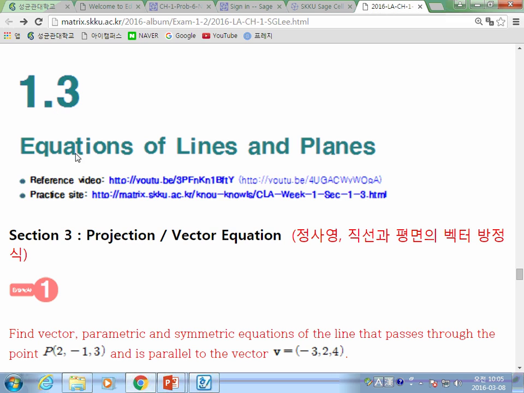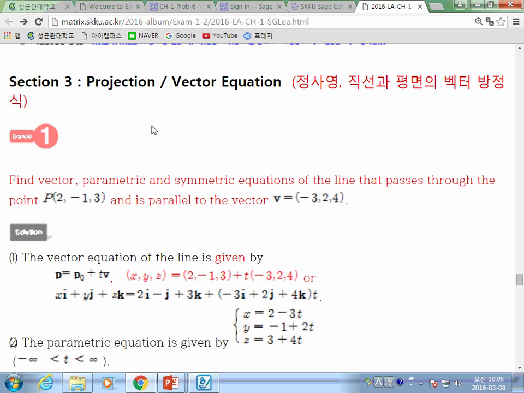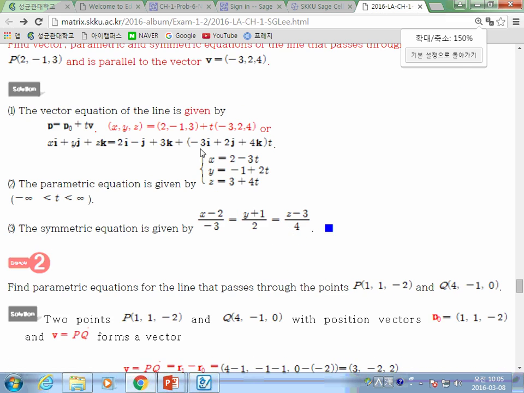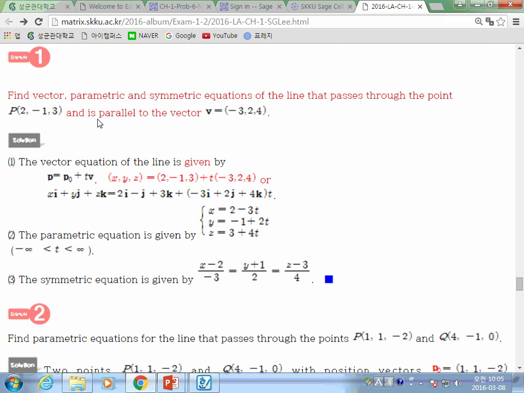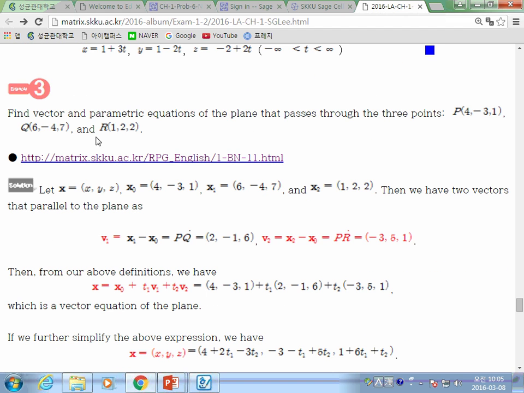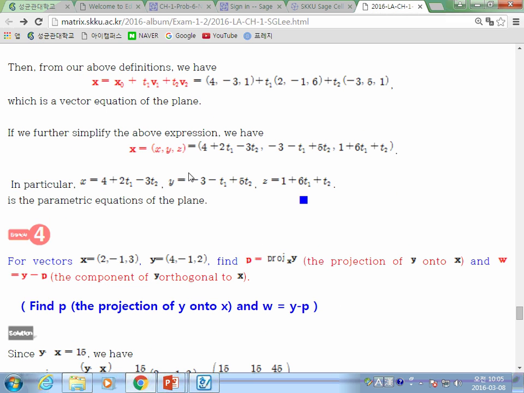Today we have covered section 1.3, equations of lines and planes. Here we learned the projection and the vector equation of the planes. Today we have covered example 1, to find the vector, parametric and symmetric equations, and find the parametric equation for the line that passes through the 3 points, and find the vector and parametric equation of the plane that passes through the 3 points, like this. This is what you've learned. All this could be done easily after you find the vector equation. After you find the vector equation, then the parametric equation and symmetric equation can follow.